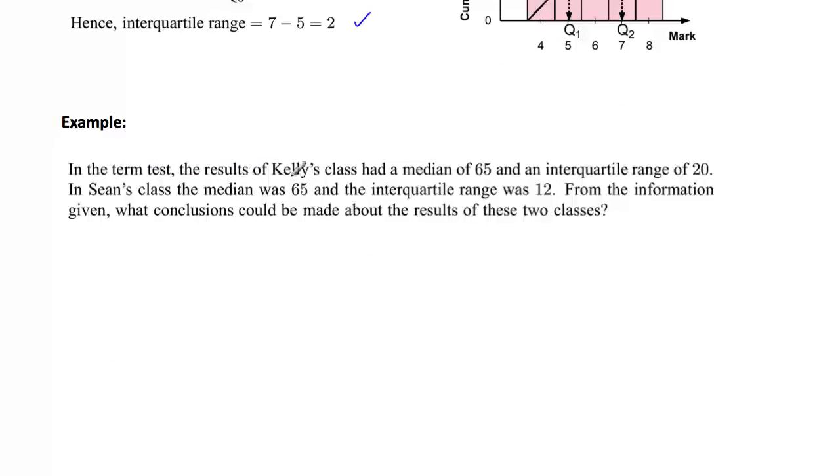In the term test, the results of Kelly's class had a median of 65. That's for Kelly. And an interquartile range of 20. That's Kelly's class. So we'll put K for Kelly here. Sean's class, the median was 65. So it's exactly the same median. The interquartile range, however, is different. It's a range of 12. And it says, from the information given, what conclusions could be made about the results of the two classes?